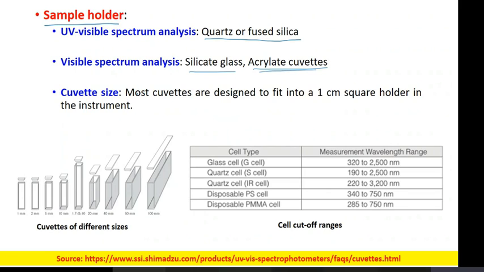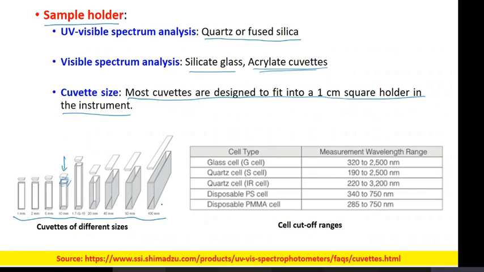Most of the cuvettes are designed to fit into a 1 centimeter square holder in the instrument, but as per your requirement, you may have a large number of cuvette sizes. So if you look over here, we are having 1 mm by 1 mm to 10 mm by 10 mm. This 10 mm by 10 mm is basically a square like thing. And in all other sizes also you can have this.